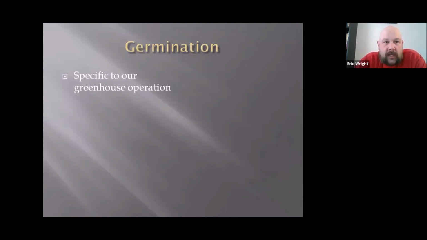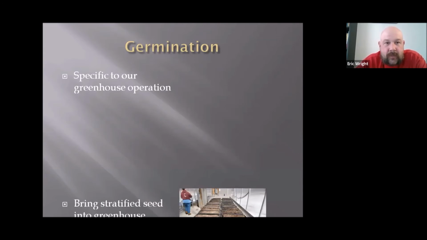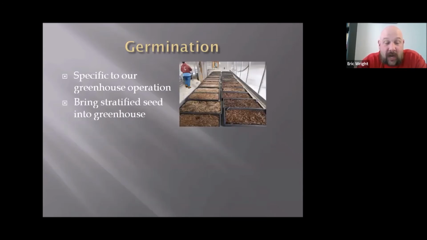All right, back to germination here for a minute. This is specific to how things work for us here at the Nature Institute. It might be a little bit different depending on where you're at and what you're growing, but this is what works for us. The first thing we do is we bring this stratified seed into the greenhouse from our cold frames, or if they're in a garage, or even if we have the stuff in the freezer, we'll spread that seed over the top of a flat filled with potting mix.